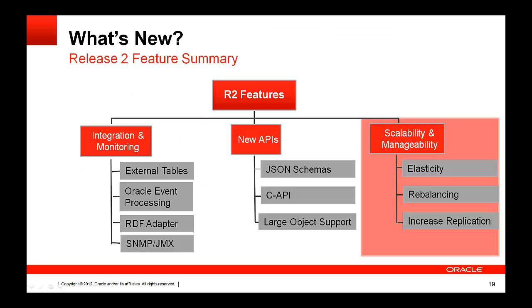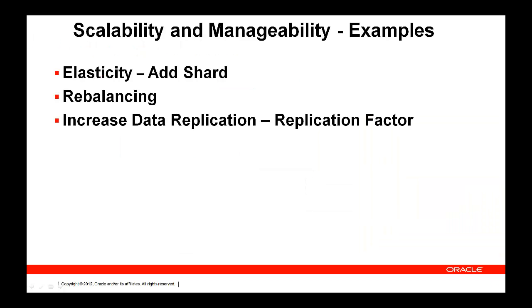Now that we have discussed the new API support, let's take a look at some Release 2 enhancements in the area of scalability and manageability. For each of these areas, elasticity, rebalancing, and increased data replication, I will discuss a use case.